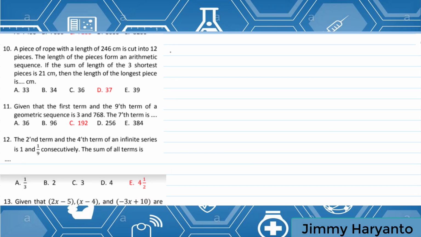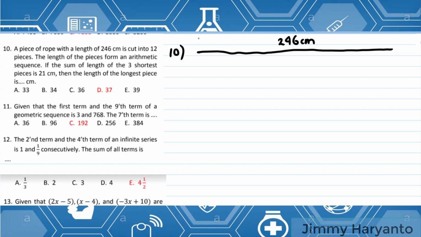Next is number 10. I have a piece of rope. So this is the piece of rope. The length is 246 centimeters. It is cut into 12 pieces. 1, 2, 3, 4, 5, 6, 7, 8, 9, up to 12. So I have 12 pieces now. But the length of each piece is not the same. The lengths of the pieces form an arithmetic sequence.